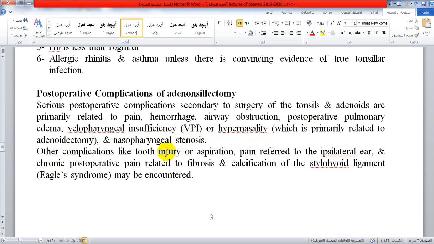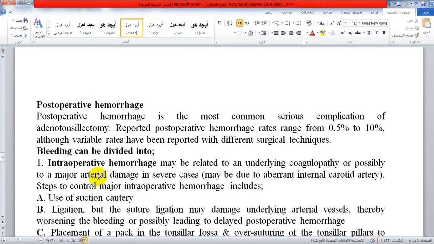Other complications like tooth injury or aspiration, pain referred to the ipsilateral ear, and chronic post-operative pain related to fibrosis and calcification of the stylohyoid ligament, Eagle's syndrome, may be encountered. Post-operative hemorrhage after adenotonsillectomy. Post-operative hemorrhage is the most common serious complication of adenotonsillectomy.